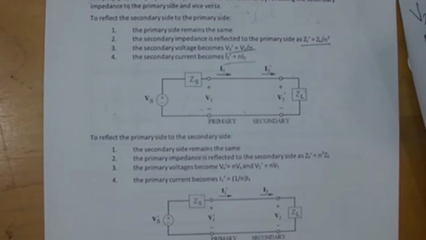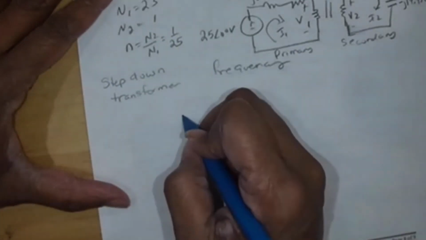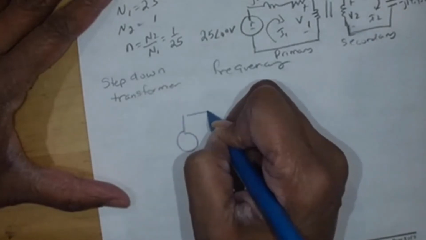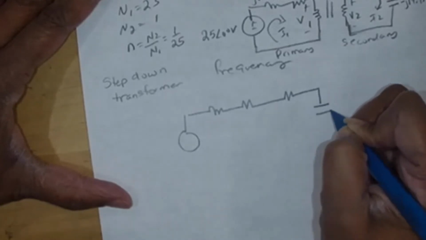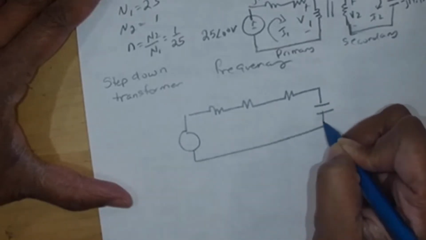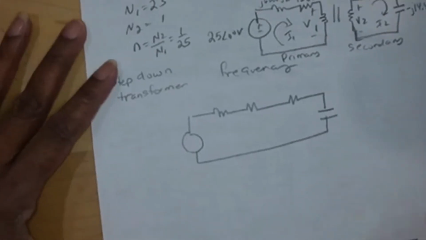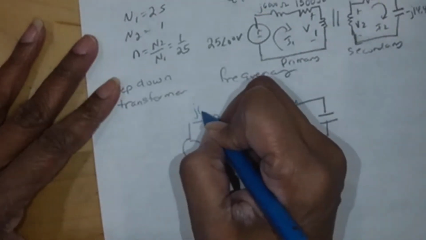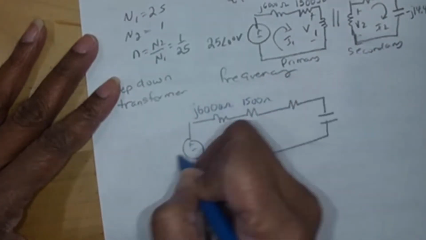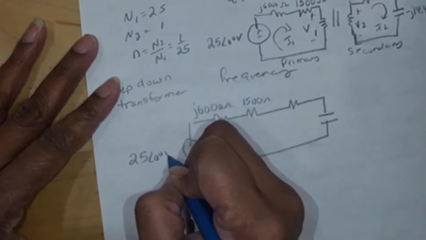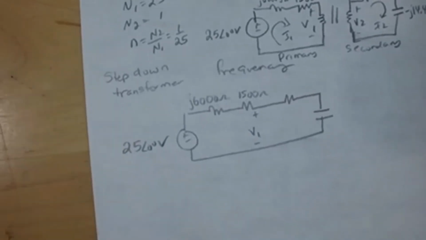Questions? All right. So the primary side stays the same. So now I draw this one circuit, and everything that was on the primary side, I just copy it down. So I'll have J 6,000 ohms, 1,500 ohms, and 25 with an angle of 0 degrees in volts. And then I still label V1 where it was.